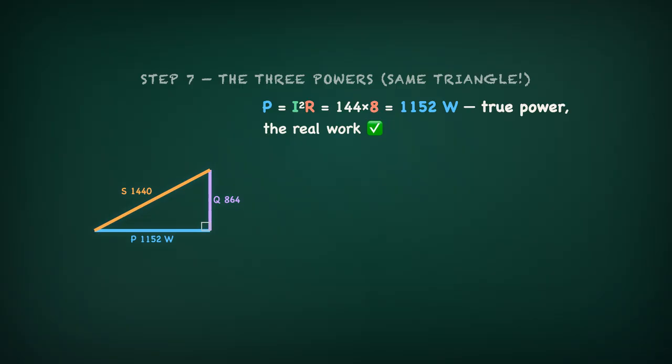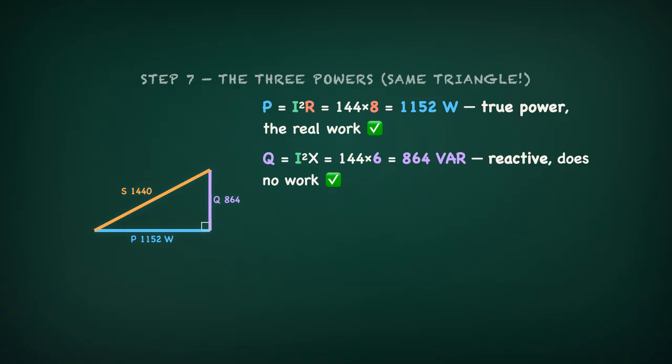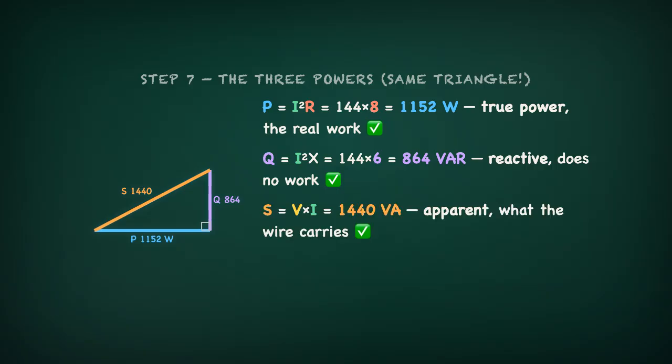Now the three powers. True power P is I squared times R. 144 times 8, 1152 watts. That's the real work being done. Reactive power Q is I squared times X, 144 times 6, 864 VAR. That power does no work. It just cycles in and out of the coil.